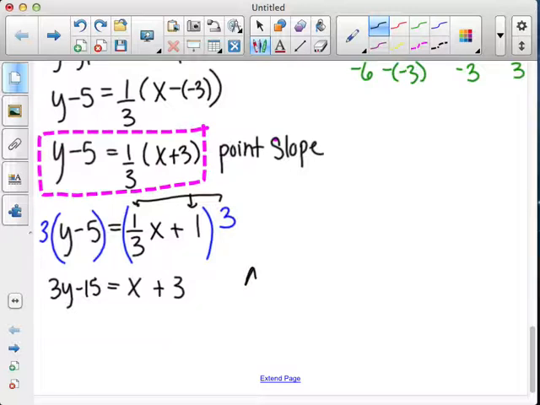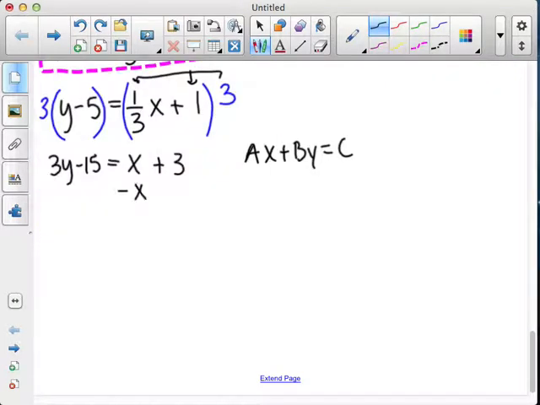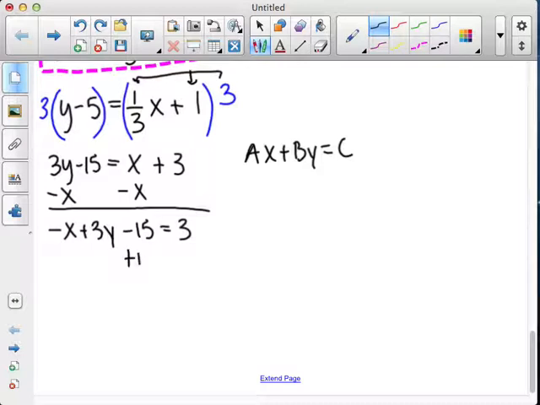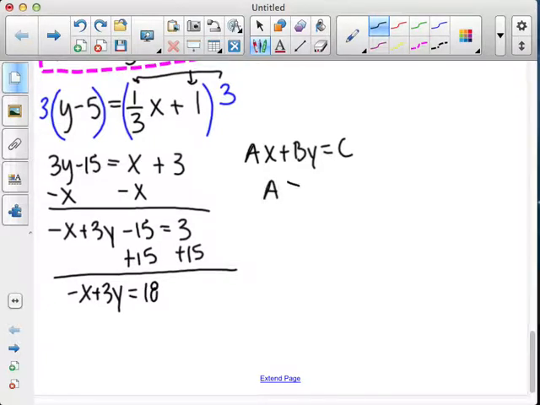Now remember, standard form, ax plus by equals c. I want my ax and by on the left, and I want my c, my constant by itself, on the right. So I'm going to subtract x, you get negative x plus 3y minus 15 equals 3. I'm going to add my 15 plus 15, negative x plus 3y equals 18. Now, remember also, a has to be greater than or equal to 0. Well, my a value is negative 1.